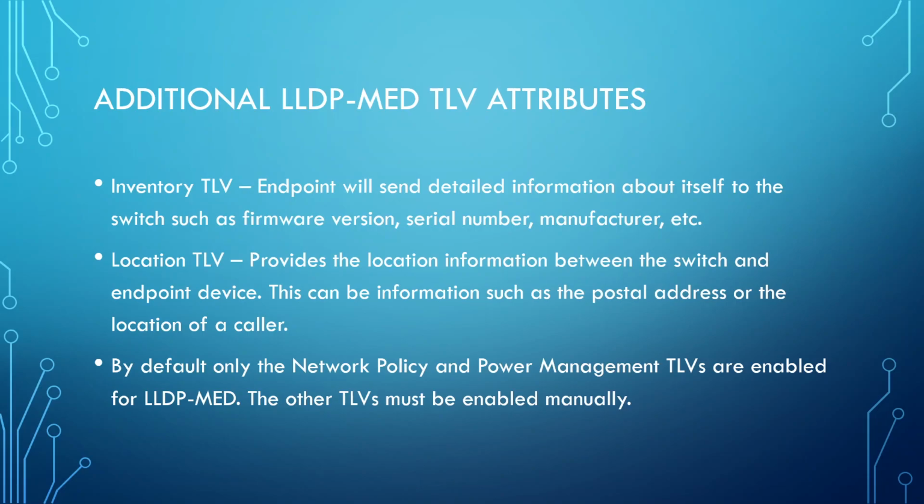Location TLV, and this provides the location information between the switch and the endpoint device. As an example, this information could be the postal address, maybe where the device is located, or it could be the location of a caller. So if a caller is actually making a call, it can tell us that sort of information.